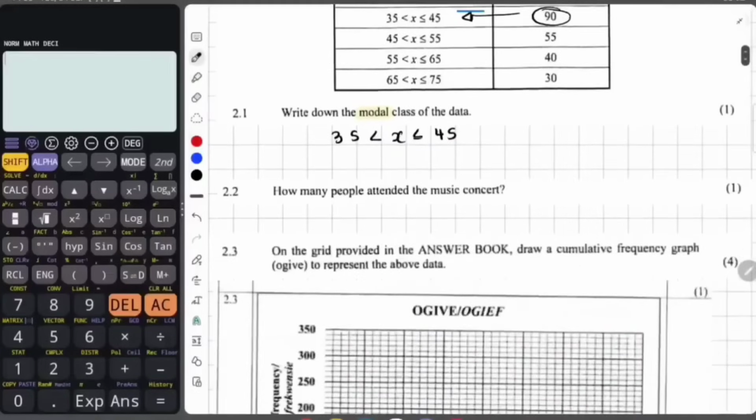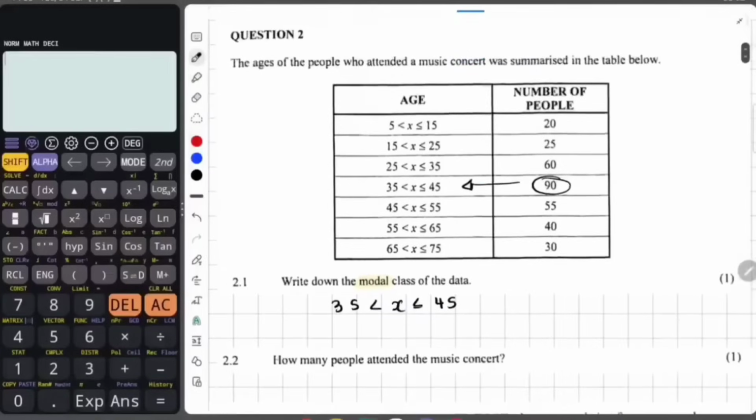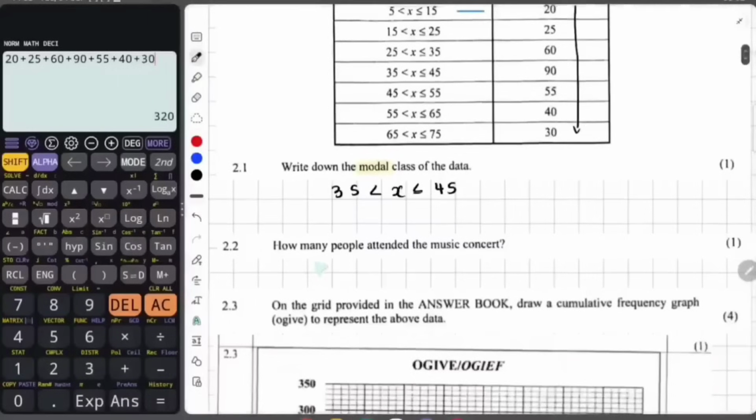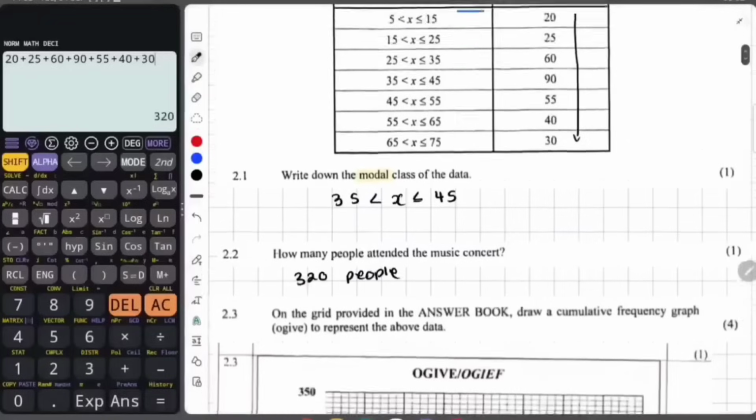Okay, the next question. How many people attended the concert? Remember how all of this is speaking about the number of people. So to find out the number of people, you just have to add all of these numbers up. So I'm going to add everything up and let's see what we get. When I add all the numbers of people together, we get 320. So it means that 320 people attended the concert.